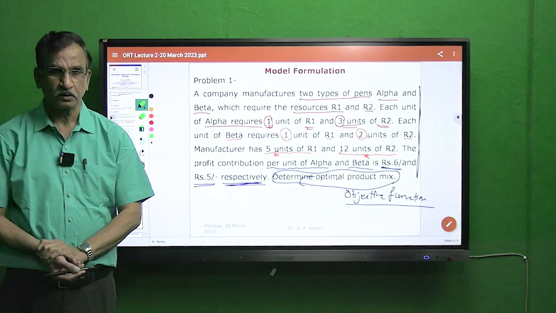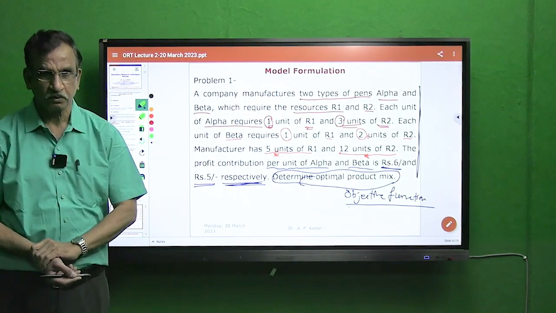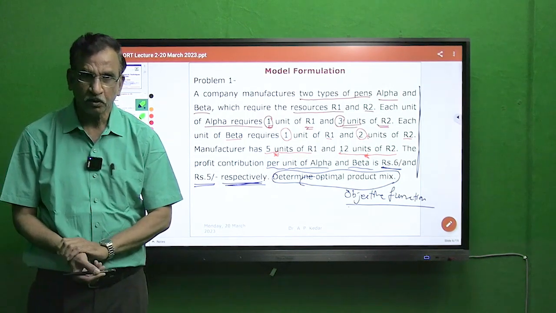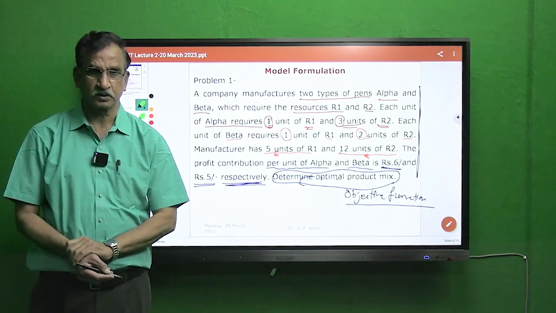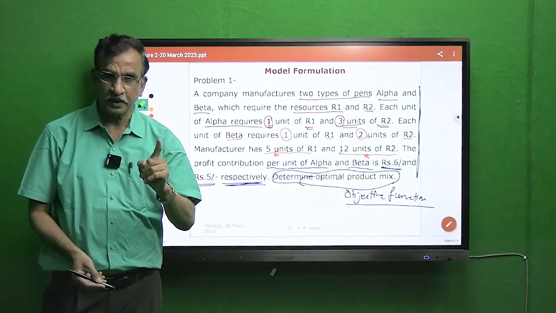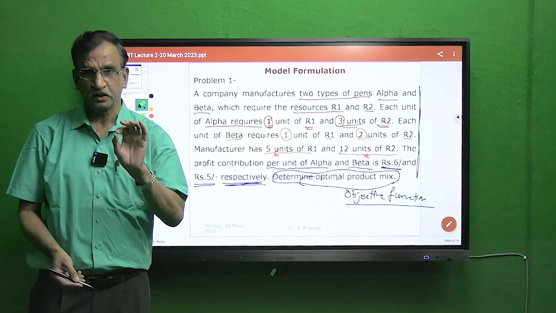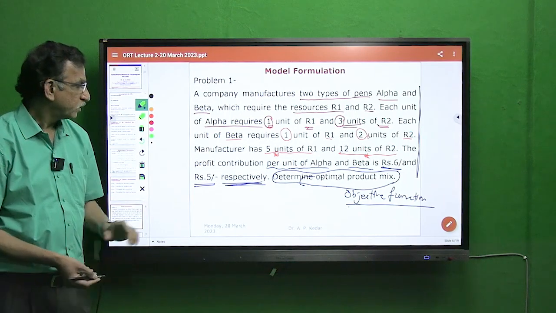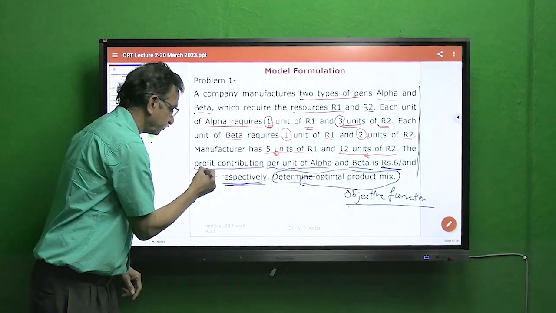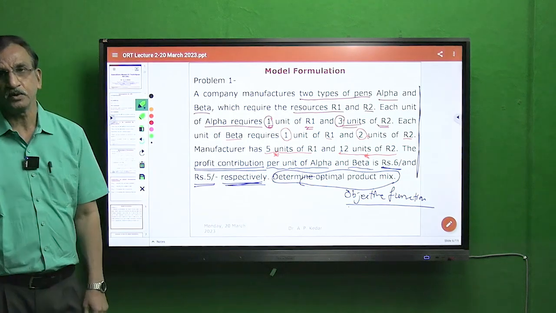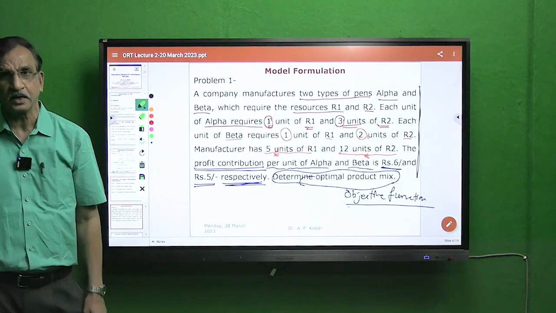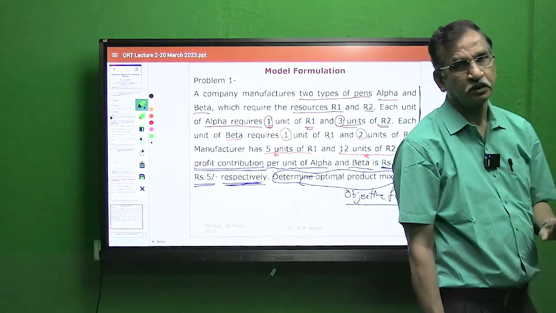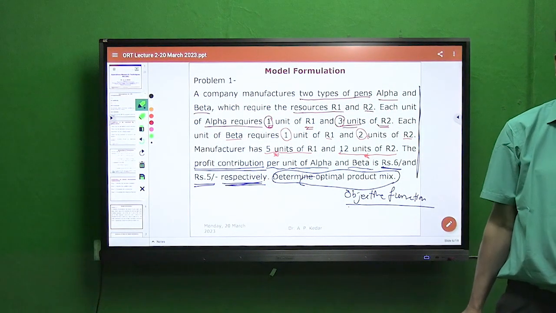Think? Yes. Got it? Very good. What is in your mind? Is it minimum or maximum? If it is in your mind, if it is maximum, maximize, you are correct. Why? Because in this particular problem, the profit contribution is given per pen, which indirectly gives you the idea that here we must maximize profit.